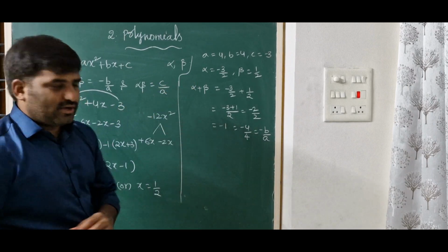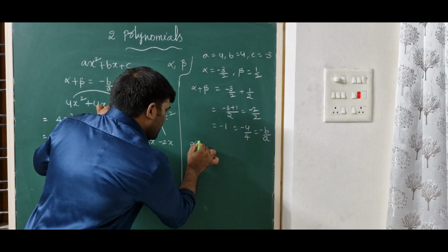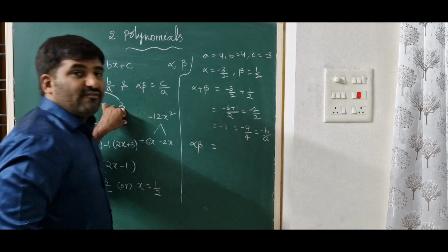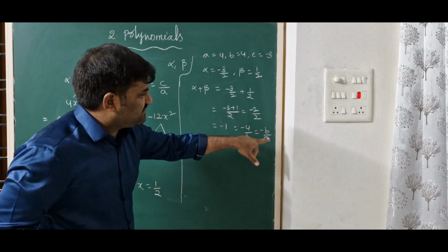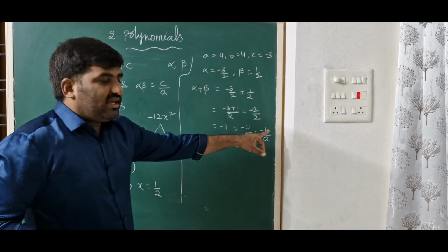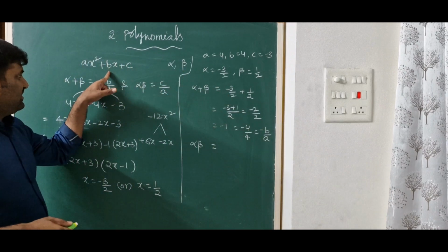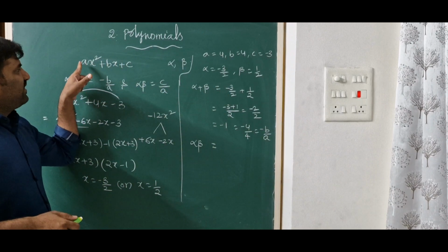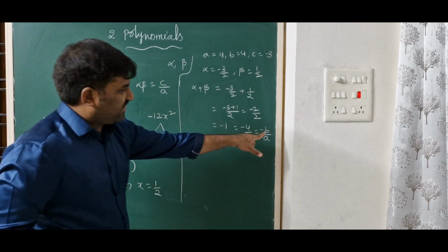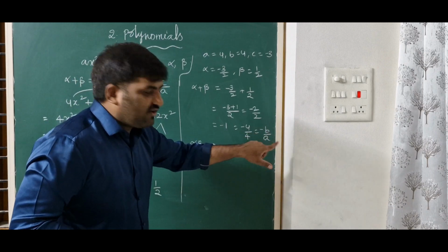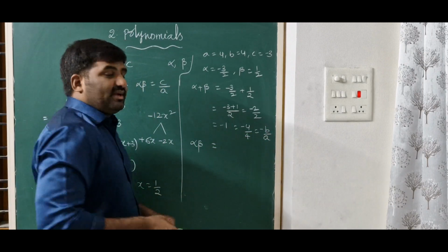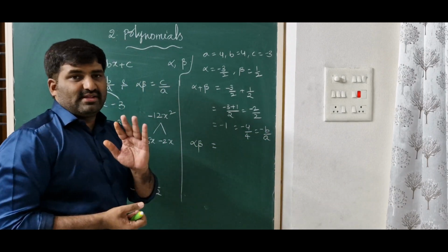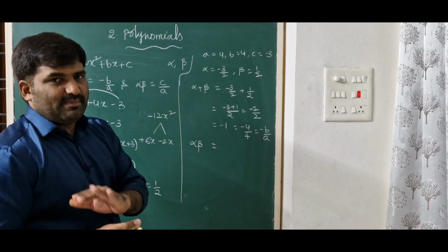Next I will find the product of zeros, alpha beta. After writing minus b by a, you can write what b is here: the coefficient of x by the coefficient of x square, minus of the coefficient of x term by the coefficient of x square term. Now alpha beta. What is alpha beta here? We are now finding the product of the alpha value and the beta value.